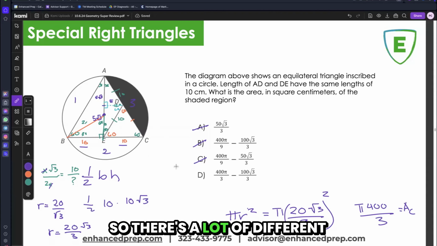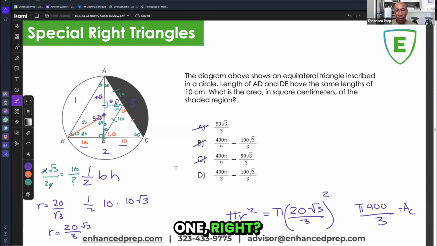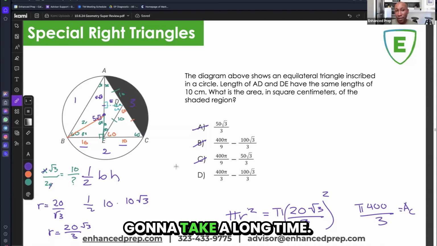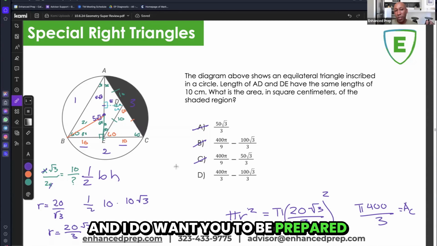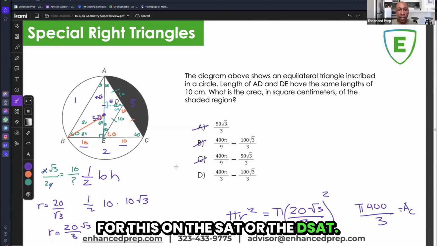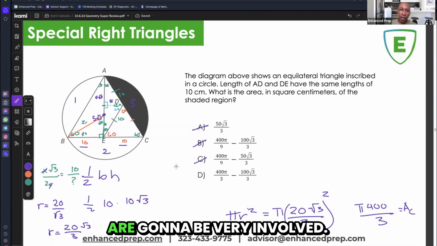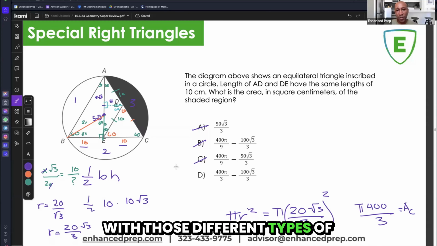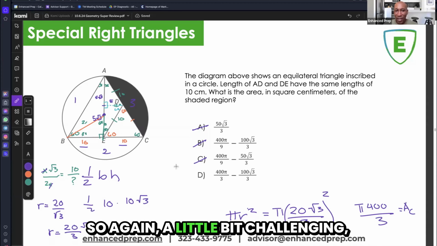So there's a lot of different things that are going on with this one, right? But we have things and then starting to figure it out. So there are some problems that are going to take a long time. And I do want you to be prepared for this on the SAT or the DSAT, because some of the later questions are going to be very involved. So you just have to make sure you're considering what we're doing with those different types of questions, right? So again, a little bit challenging, right?